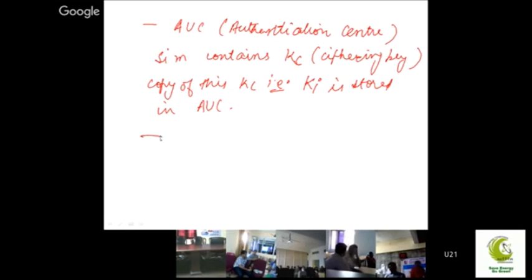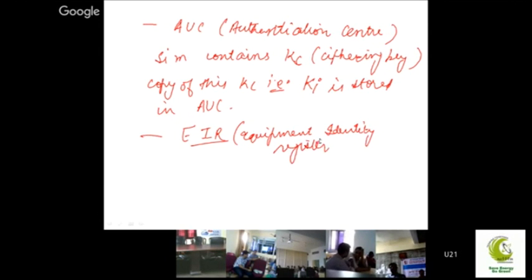Next comes the last feature, that is the equipment identity register. What happens in the equipment identity register is that we have three main lists: whitelist, blacklist, and gray list.